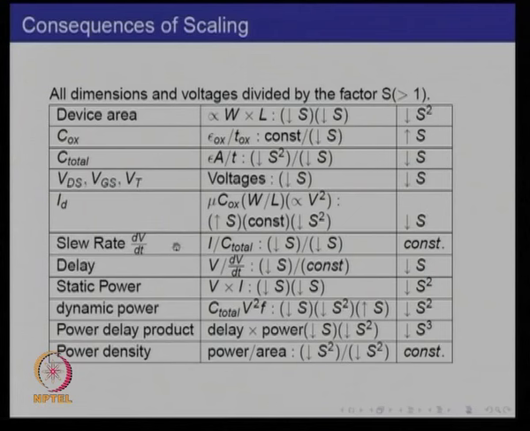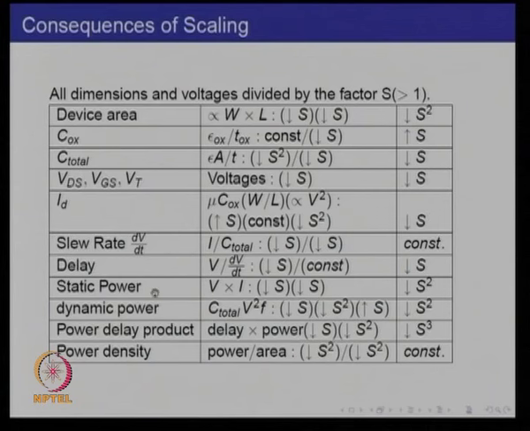Let us look at the slew rate. Slew rate is the rate of change of voltage at the output and it is given roughly by I divided by C. We have seen that I goes down by S and C also goes down by S. We had seen it here. So, overall the slew rate remains constant. The total delay is the total amount of voltage change that we require in going from 0 to 1 or 1 to 0 divided by the slew rate. Now, the total voltage is scaled down, the slew rate remains the same and therefore, the total delay will go down by a factor S. This is in fact good news. That means, not only do we get smaller transistors, we get faster transistors.